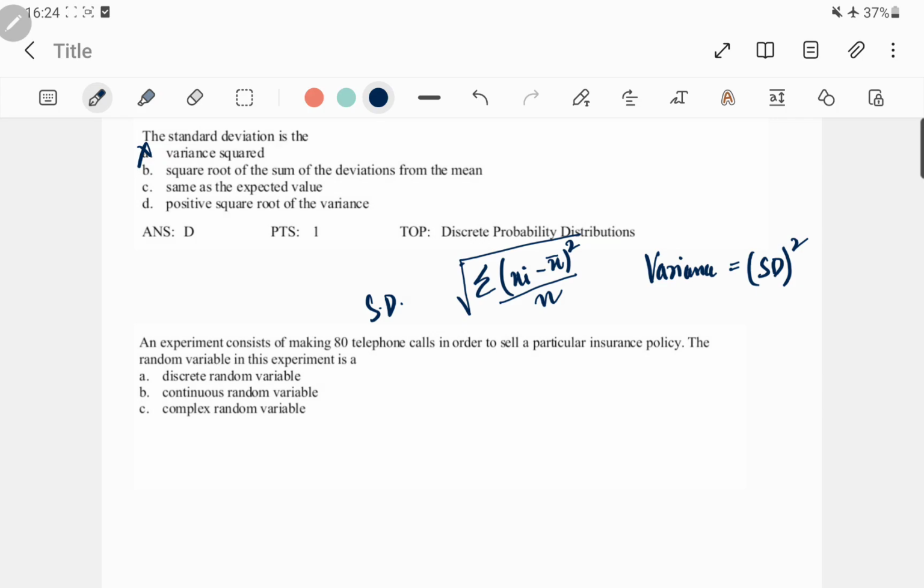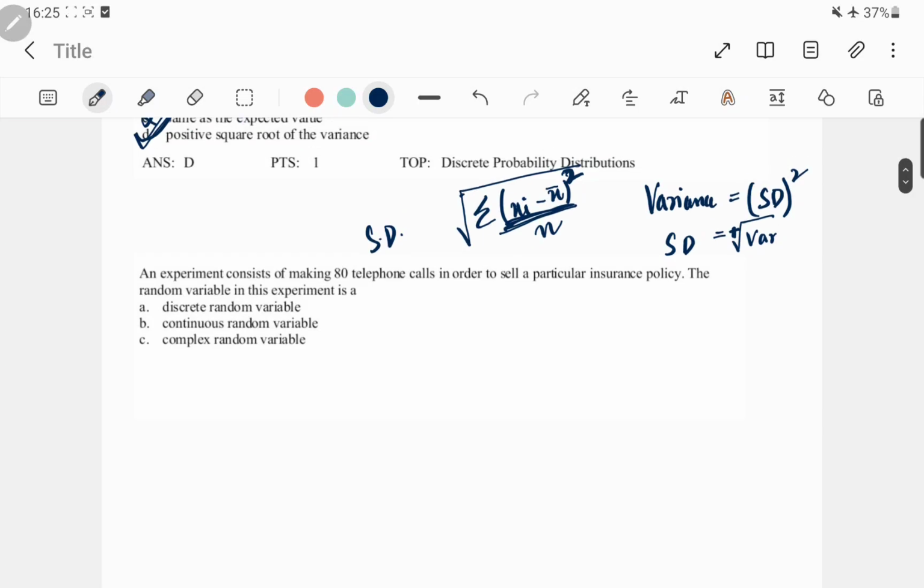Square root of sum of deviations from mean. This is also wrong. It is not just the square root of the sum; it is the square root of the square of deviation from mean. So this is also wrong. It is same as expected value? Absolutely wrong. It is a positive square root of variance. That is correct. Vice versa, it is nothing but the square root of variance, and it is obviously positive since it is a square root. So the correct answer is option D.